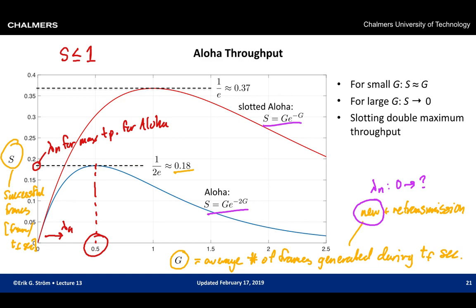If we're not happy with this, we can go to slotted Aloha. We can go to slotted Aloha, and then we see that the peak we can get for that is 37%. Which is of course better than 18%, right? But still maybe far from where we would like to be.